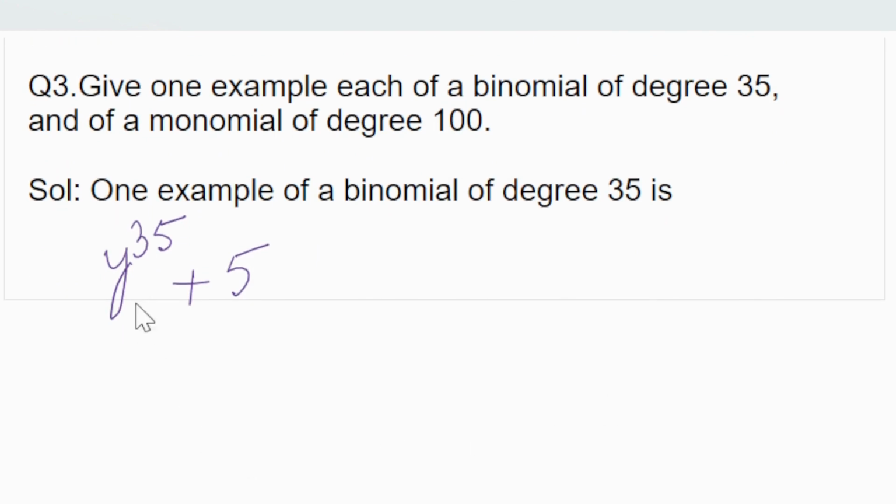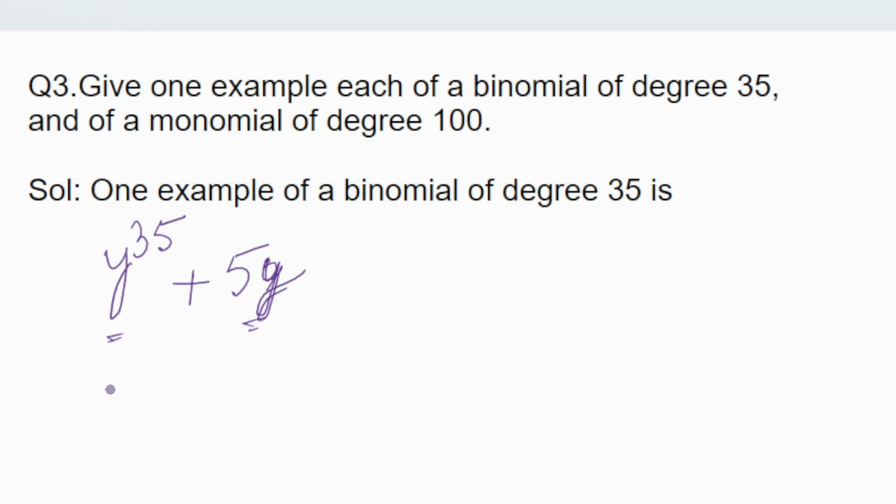Y to the power 35 plus 5. See, there are 2 terms, one is y to the power 35, one is 5. Binomial means having 2 terms, and degree 35. I can write this also as 5y. Two terms I am having, and the degree, the highest power, is 35. So this is a binomial of degree 35.